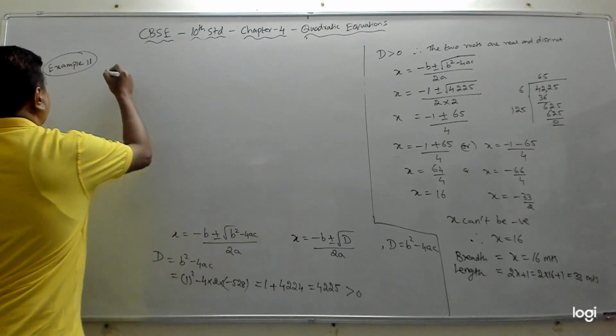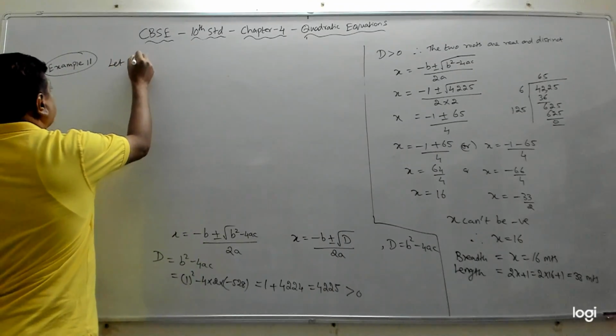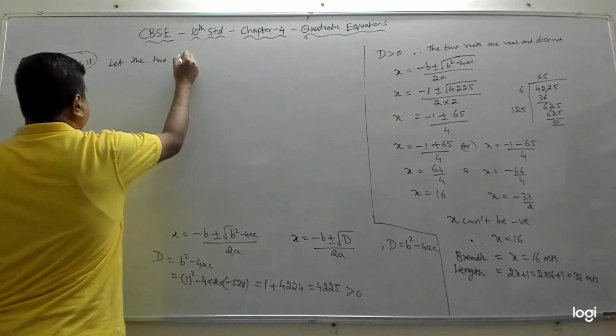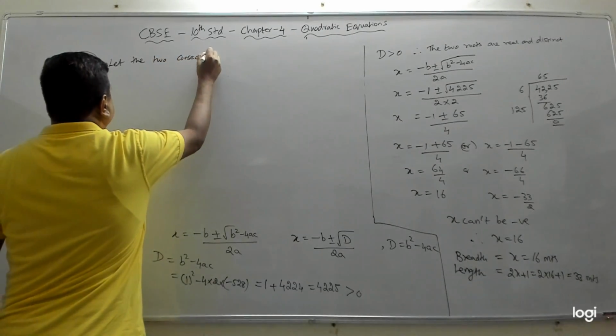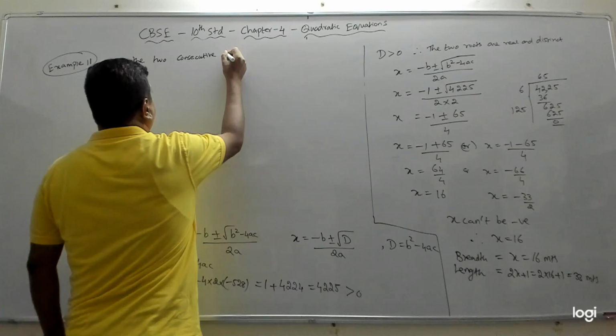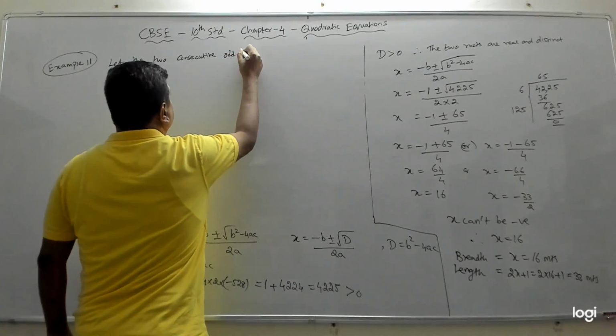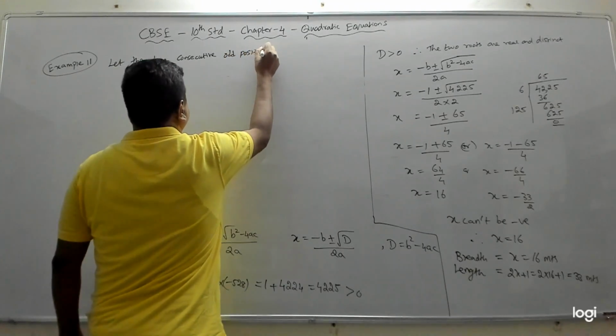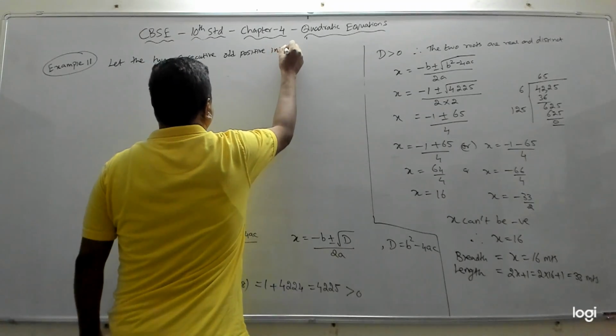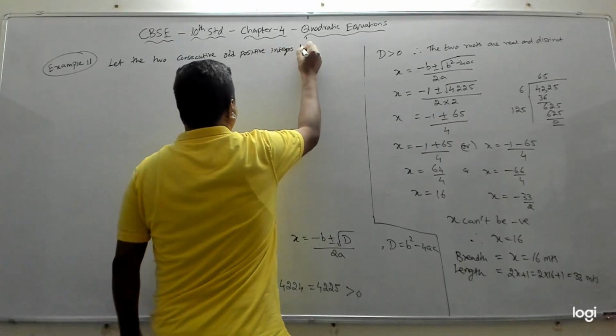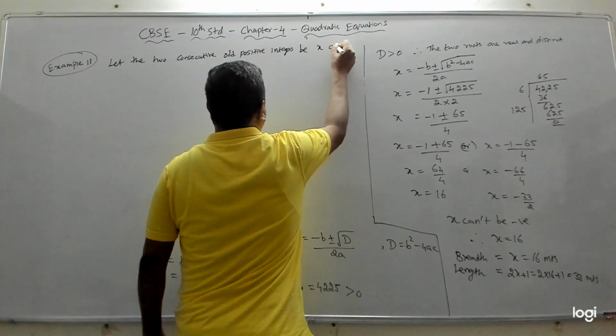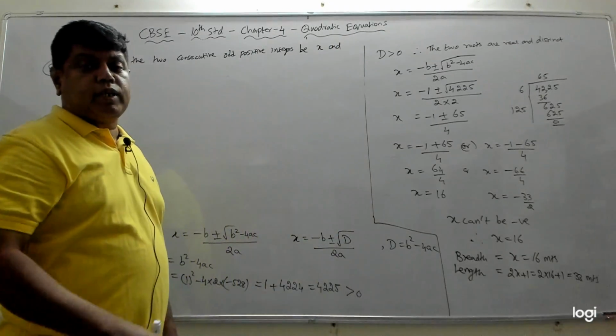So we'll take them as what? We'll assume, let the two consecutive odd positive integers be x and x plus 1.